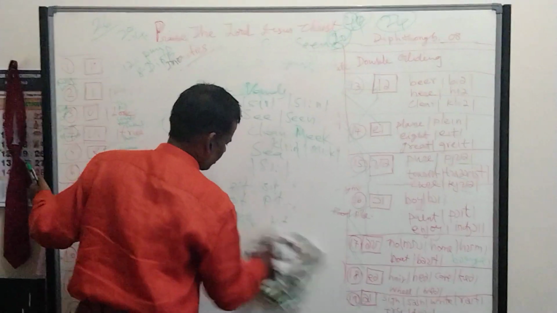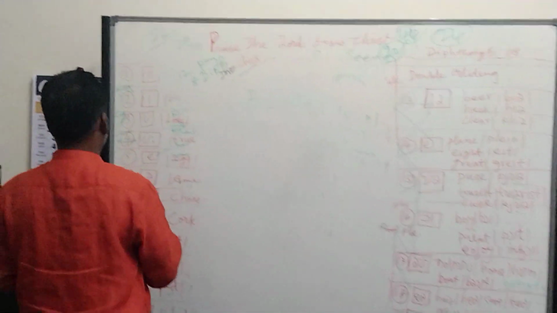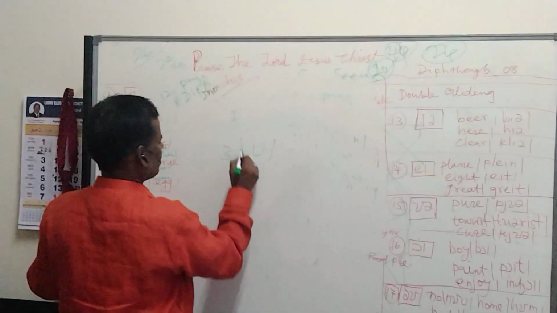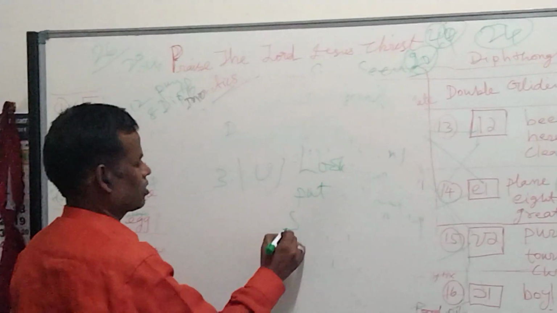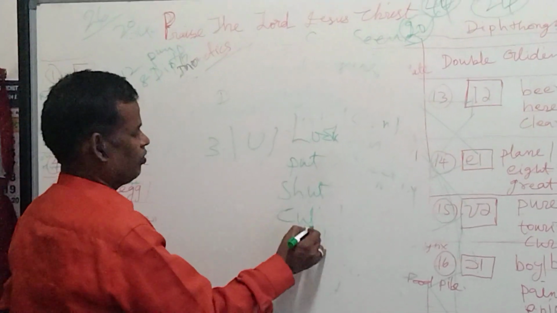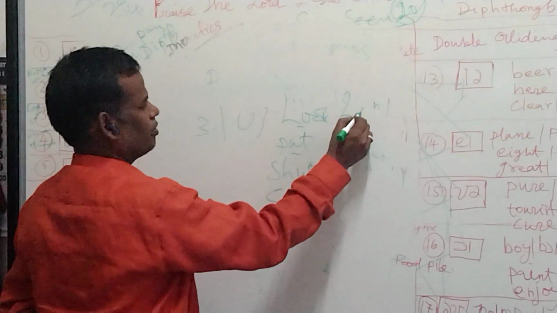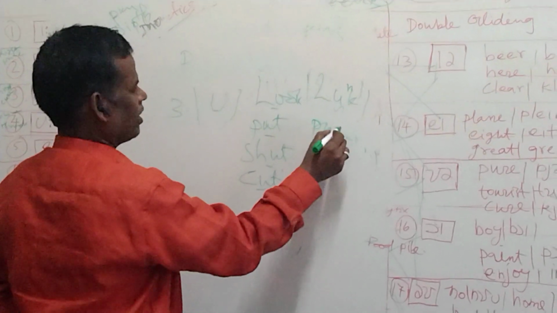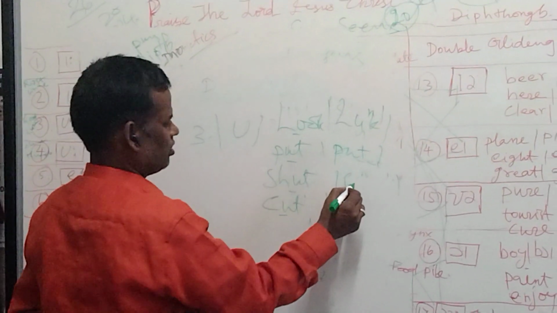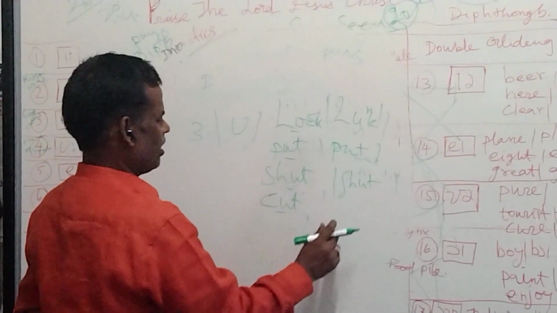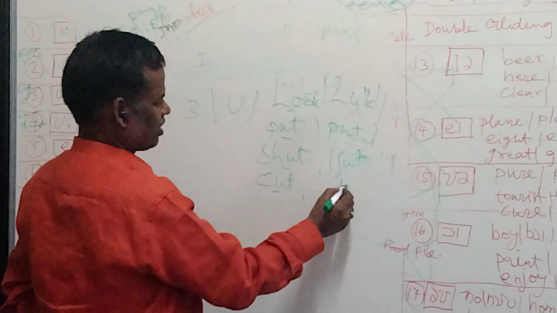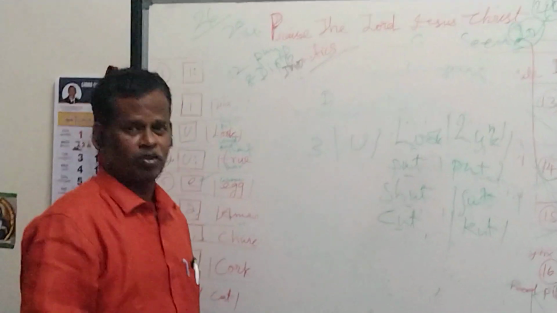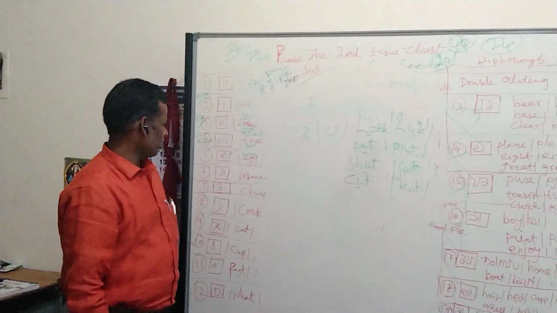Next I am going to discuss the pure vowel, the third one. This is a short vowel, as in look, and also put, and also shut, S-H-U-T, shut. Look, put, shut, and cut, K-U-T, cut. Cut, put, shift, and hit. Regarding all these words.